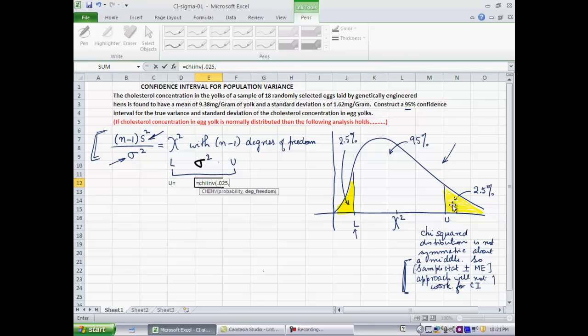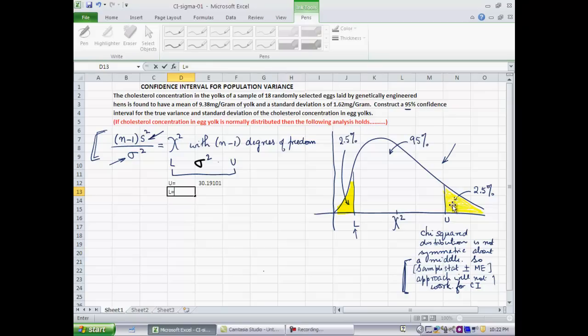But the two tails are still 2.5%, half of the remainder from 95%. So 2.5% and 17 degrees of freedom, and I get a value of 30.19. So that's what U is. Let's see what L would turn out to be.